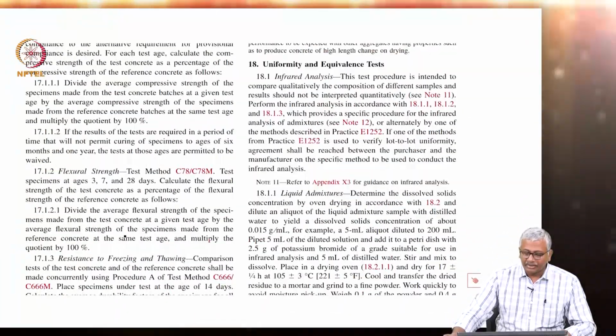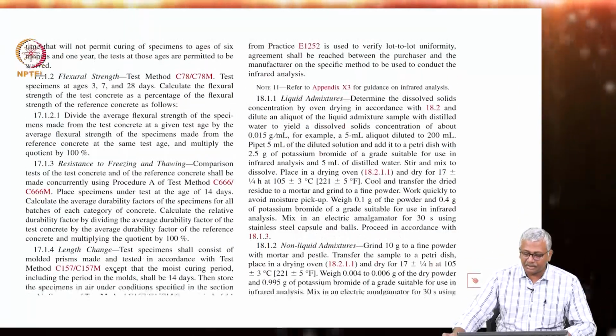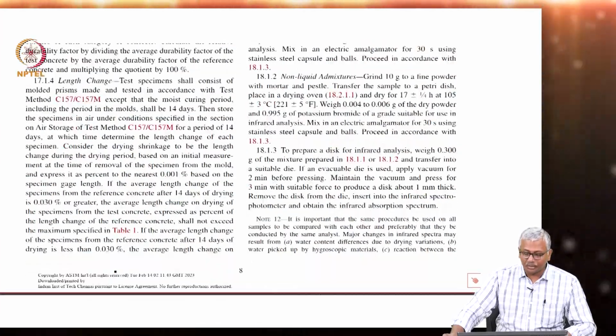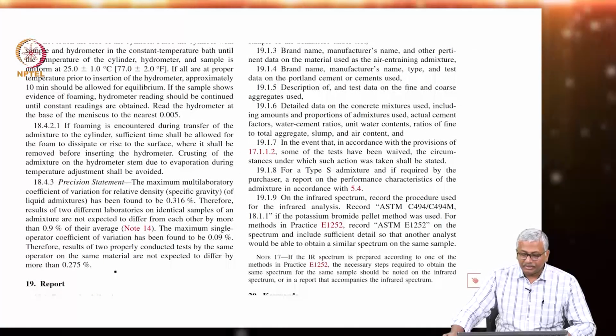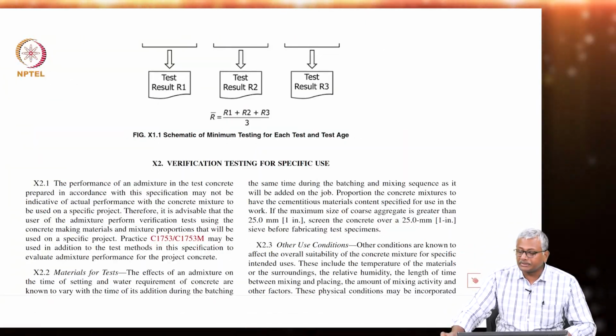Okay. Right. So, you can then read the remaining standard in much more detail and try to understand what the differences are. Test methods are also given for infrared analysis, for liquid admixtures, for determination of the solids content and so on. All of these test methods are already given here in the standard. So, you can refer to them at your own leisure. Okay. So, I will move on to the other code, that is the IS 9103.